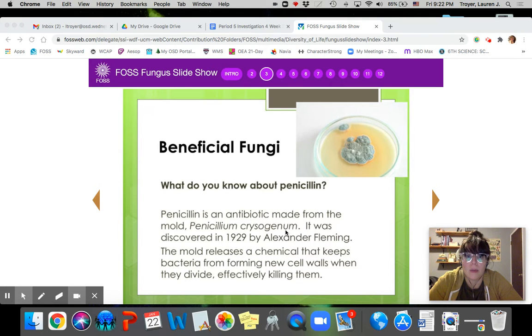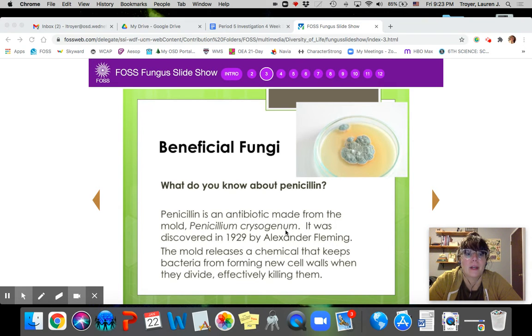Maybe you've had strep throat, which is an infection in your throat. You may have taken it for another type of bacterial infection. Basically, penicillin wipes out bacteria if you have an infection, and it's a medicine. That's why it's called an antibiotic.